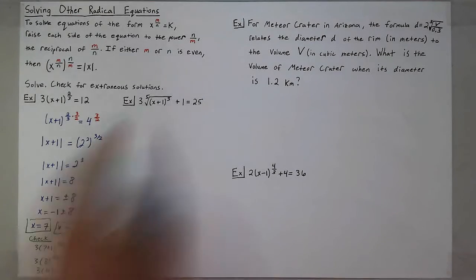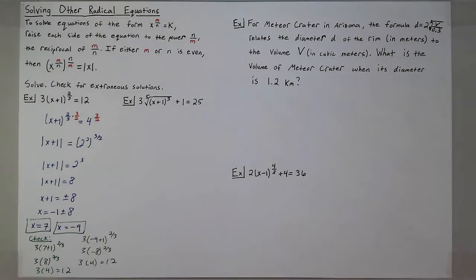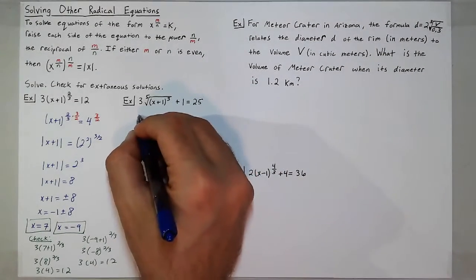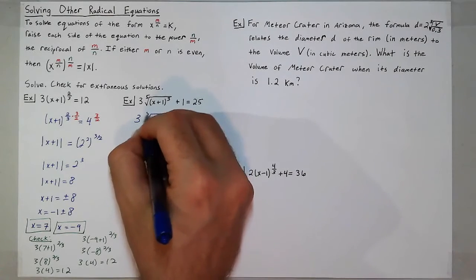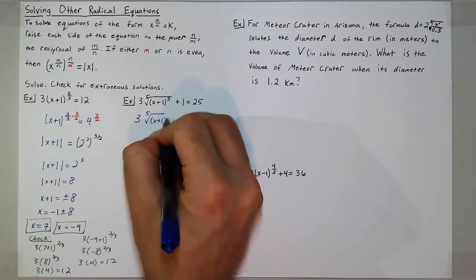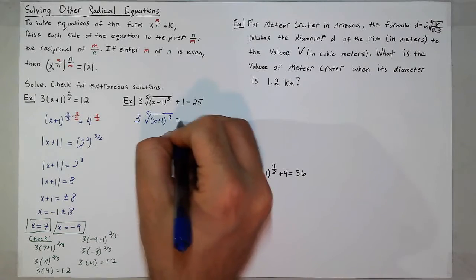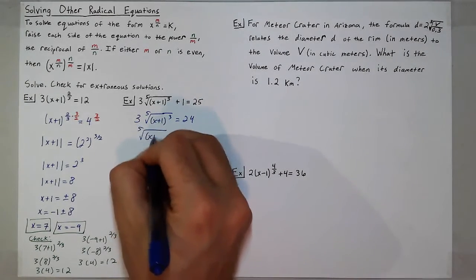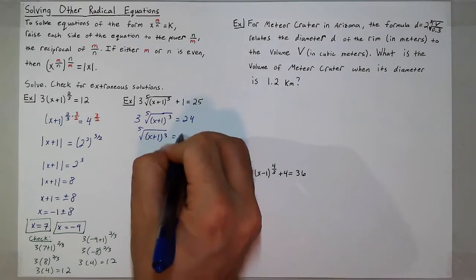Now let's check out the next example. We're going to isolate that radical first. So I'm going to subtract 1 and then divide by 3. So I have 3 times the 5th root of (x plus 1) to the 3rd is equal to 24. Dividing by 3, I'll now have the 5th root of (x plus 1) to the 3rd equal to 8.